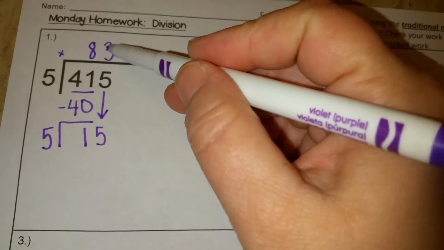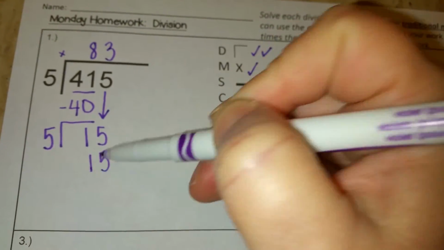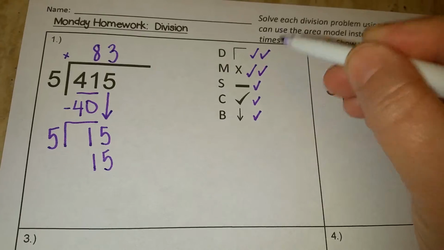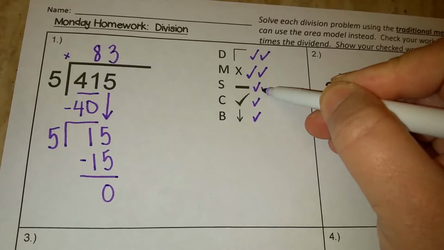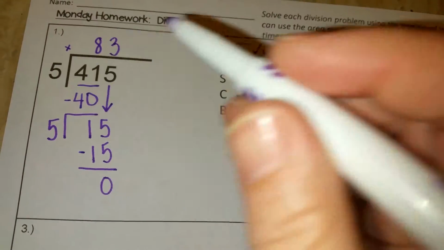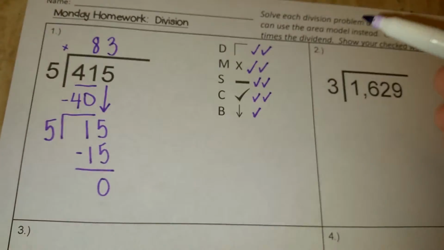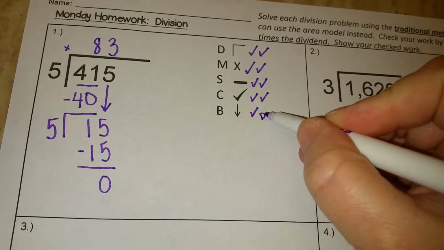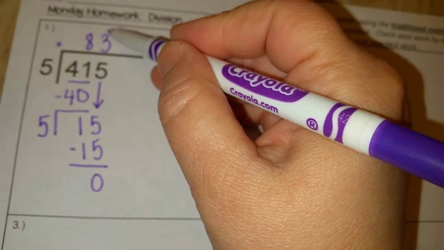And now we're going to multiply. 3 times 5 is 15. Now we're going to subtract, and we're going to check and make sure that our remainder is less than our divisor, and it is. We're going to check to see if there's anything else left to bring down, and there's not. So we are done. And our answer is 83.